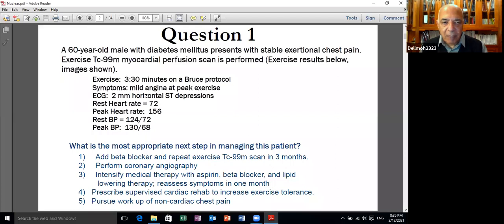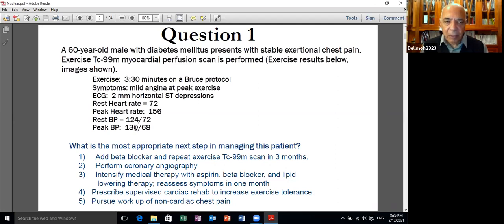And he got marked ST depression. But look at the blood pressure response. The blood pressure response should vary between 30 and 70 millimeters of mercury on the average increase in systolic blood pressure. No marked change usually in the systolic blood pressure. But here it increased from 224 to 130. This is a blunted blood pressure response.